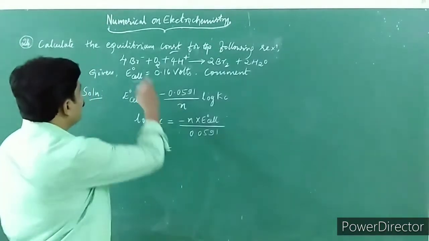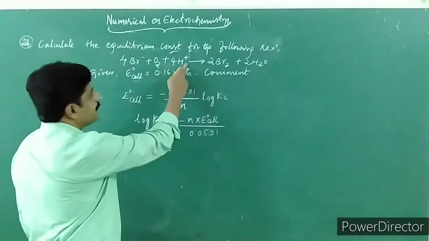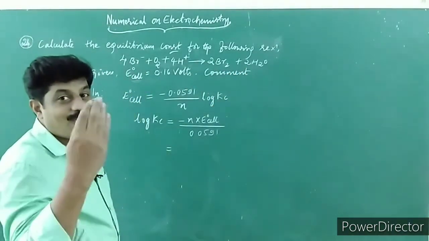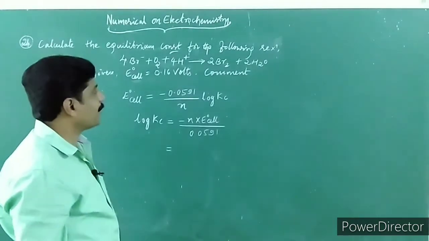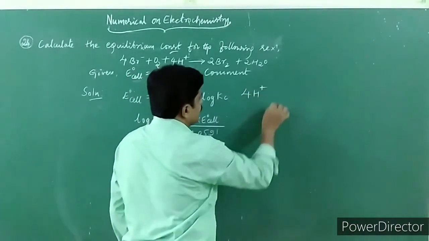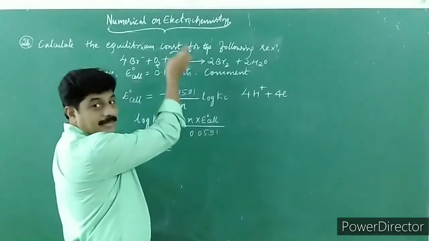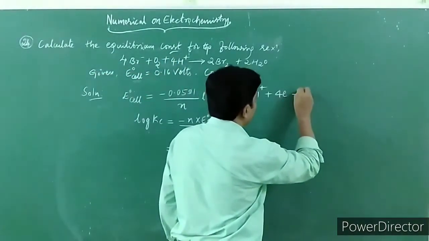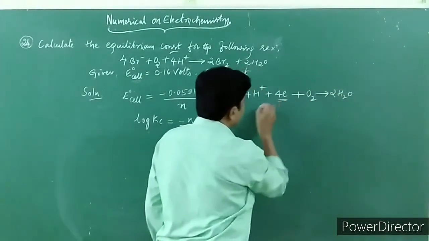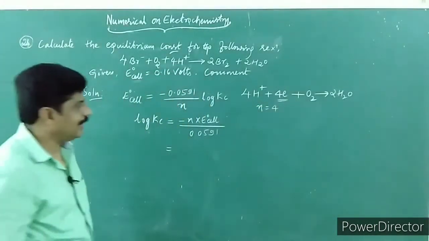Look at here, 4Br⁻ is getting converted into Br2, whereas 4H⁺ ion is getting converted into 2H2O. That means 4 electrons are involved in the formation of H2O. How? Look at here, 4H⁺ when takes up 4 electrons lost by 4Br⁻, you are going to see the formation of 2 molecules of water. Is it not? How many electrons are involved here? 4 moles of electrons, that is n is equal to 4. Hope you understand that, right?